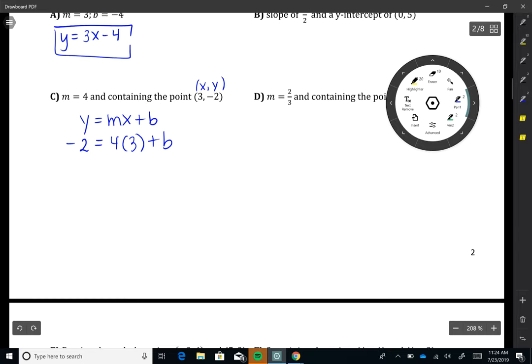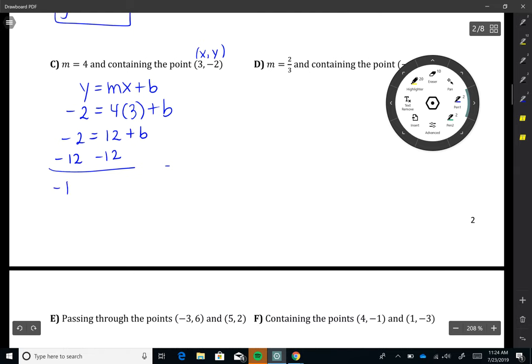So I can multiply 4 times 3, and I get 12. And solving for b, I'm going to have to subtract 12. Negative 2 minus 12 is a negative 14. So I have found my b value. So now I do know my m and I know my b, and I can write my slope-intercept form y equals 4x minus 14.